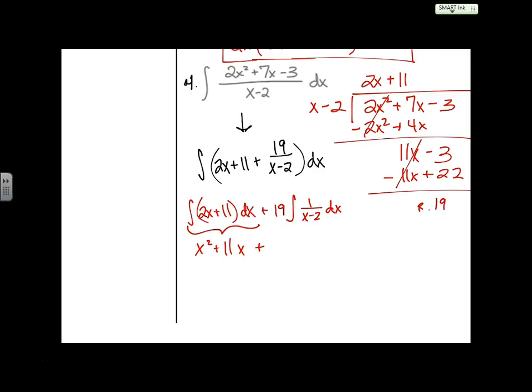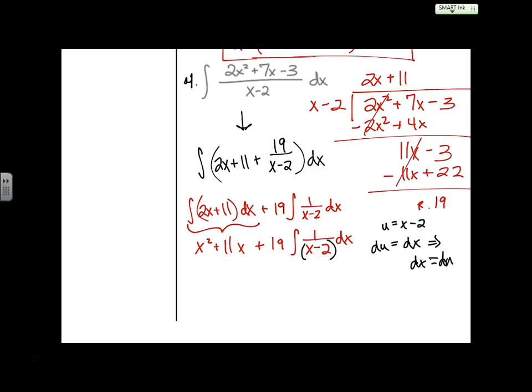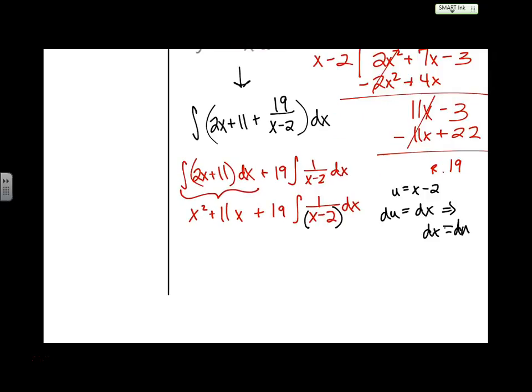Okay. Question, how do I go about integrating this guy? Gotta have him. Who would you guys make your U? Good. So we can make our U sub. du is equal to the derivative of x minus 2. It's just 1, yeah, dx. Or dx is equal to du if we were to solve, and that doesn't really make a difference, right?